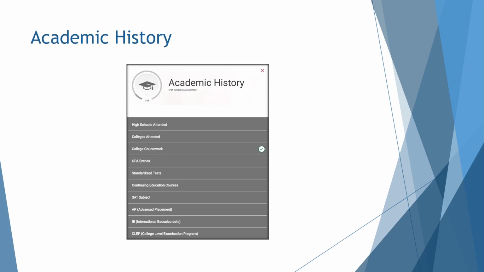The Academic History tab is where you will enter information about each college you have attended. This can take minutes or hours depending on the amount of colleges you have attended, the amount of credits you have earned, and the application requirements of the individual programs.